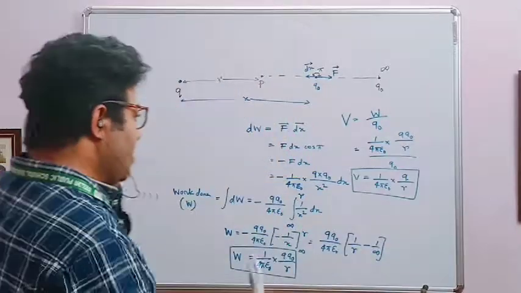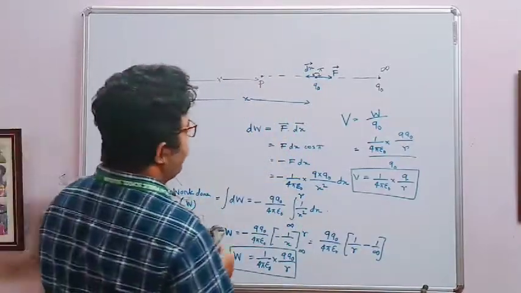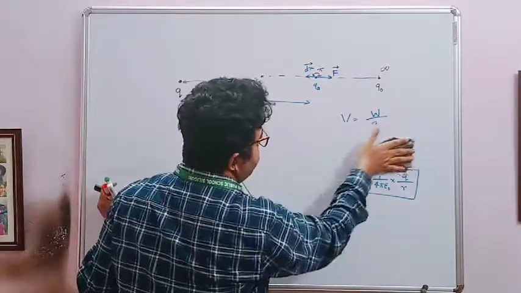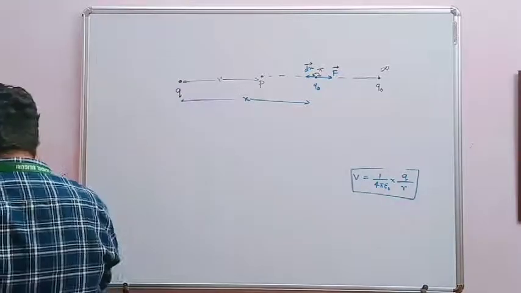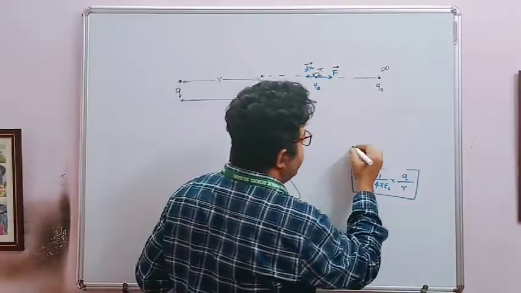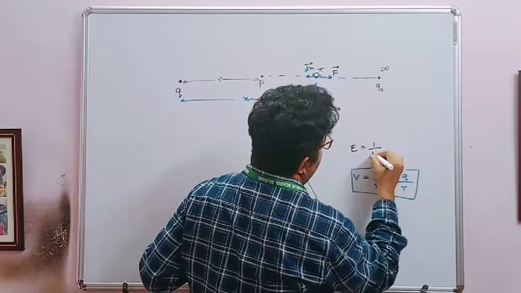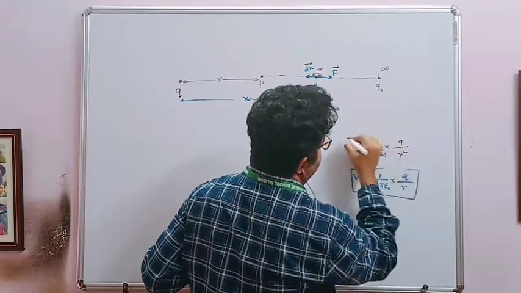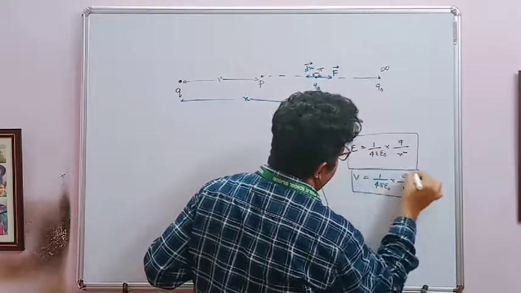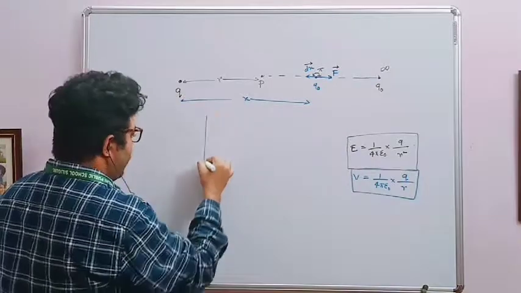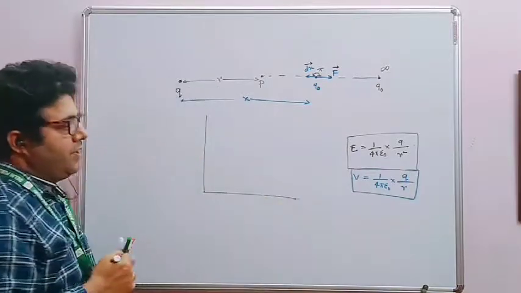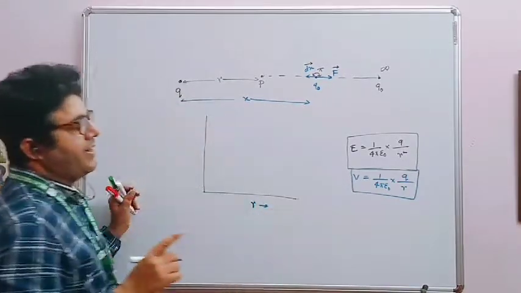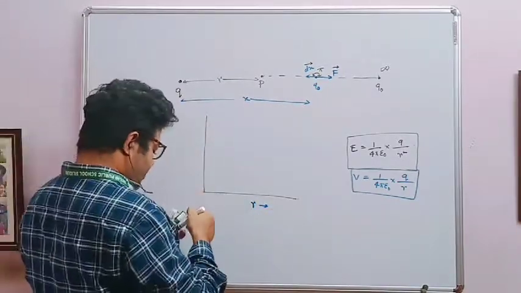Very important thing. Now, if we want to compare this value with the electric field, what we find is 1 by 4 pi epsilon naught, q by R square. Now, if we want to draw a graph between electric field and distance, and electric potential and distance, see what happens.